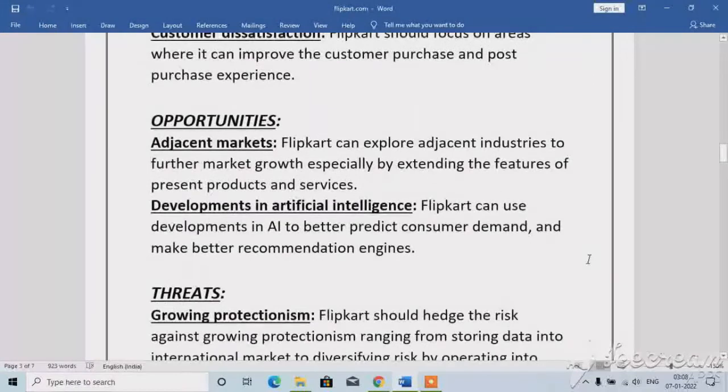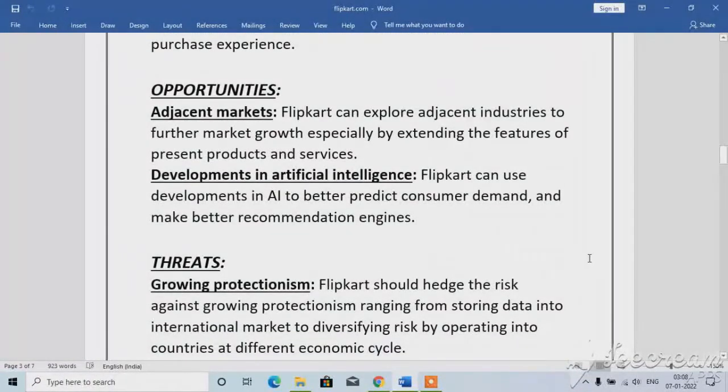Afterwards, opportunities. Adjacent markets. Flipkart can explore adjacent industries to further market growth, especially by extending the features of present products and services. Second, development in artificial intelligence. Flipkart can use developments in AI to better predict consumer demand and make better recommendation engines.